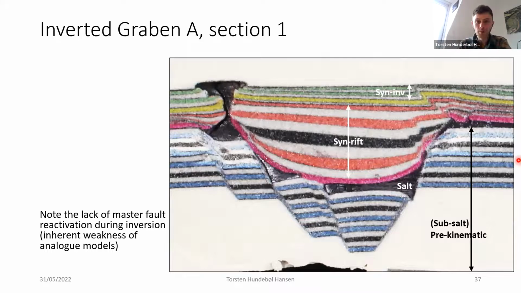Zooming in to graben A, we have a very nice series of structures here. Basically, it's a half graben with nicely synclinal sand-rift deposits here. Note that we don't really have direct signs of shortening in the subsalt here. Certainly no reverse reactivation of the master fault here.